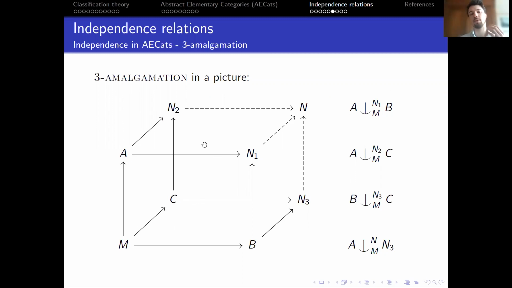And then tree amalgamation says that given that input data, I can find these dashed arrows, these extensions, such that the entire thing commutes, and such that A, which is over here, is independent from N3, which is over there. And note that N3 in particular contains B and C. So in more classical formulations, you would say A is independent from B and C, but we don't necessarily have unions in our category, so I need something containing that. So that's really what tree amalgamation is.